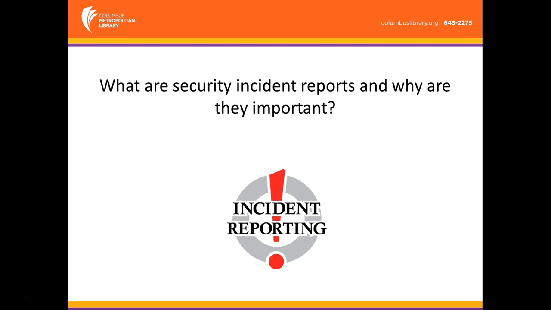So in order to cover the topic of security incident reports effectively, the first thing we have to do is answer the question, what are security incident reports and why are they important? In order to do this more effectively, we need to break up incident and reports, define those both individually, and then look at how those combine to really provide solid documentation for issues we might face within the organization.